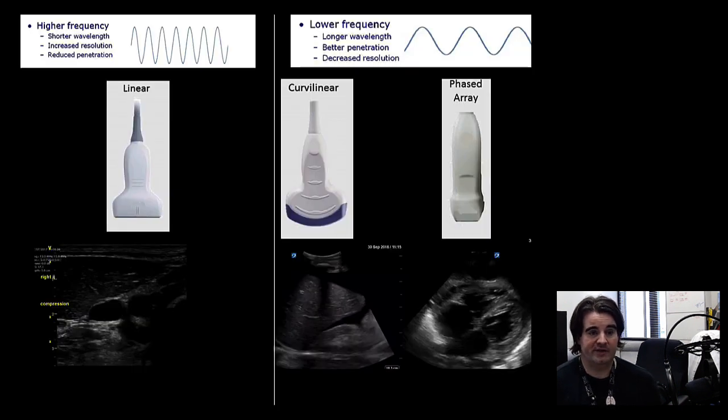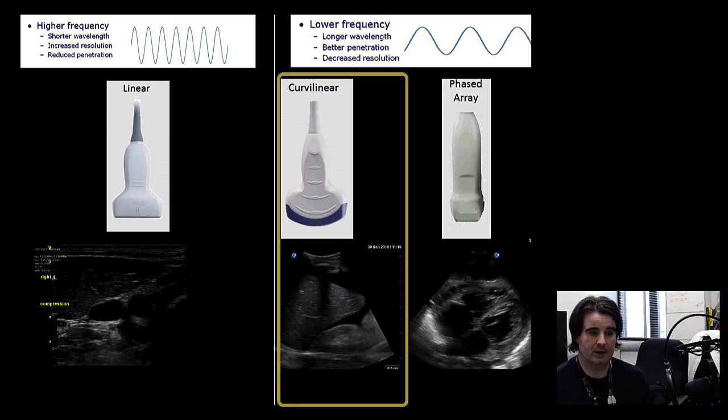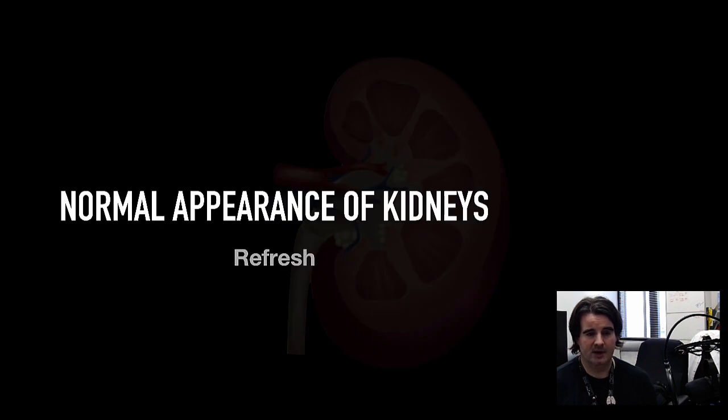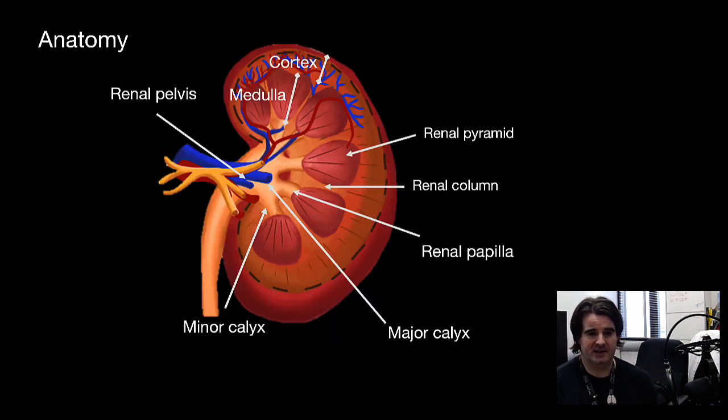In ultrasound, you'll often hear different probe types described. We're going to focus on the curvilinear probe, seen here. This has a broad footprint, which has a longer wavelength, which allows deep penetration into the intra-abdominal structures. It provides a little less resolution than the other probes, but it's just enough for us to see the key structures. Let's talk about normal appearance of the kidneys.